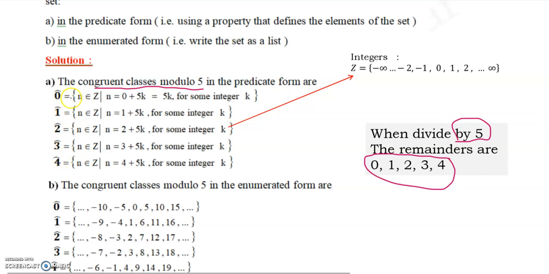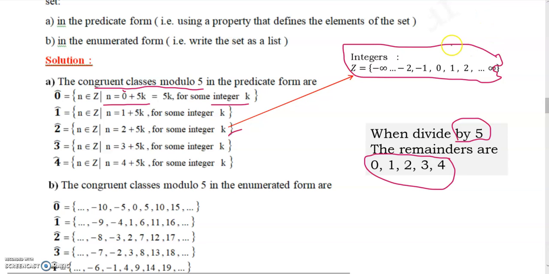So this is equal to the set of all n belongs to Z such that n is equal to, how do you write this? In the 0 class the remainder is 0, so you write 0 plus 5 multiplied by k. What is k? k is some integer. Z is minus infinity, etc., minus 2, minus 1, 0, 1, 2, etc., infinity. This is called the set of all integers. So k is any value from this set.